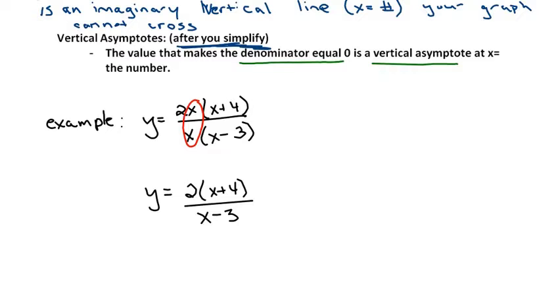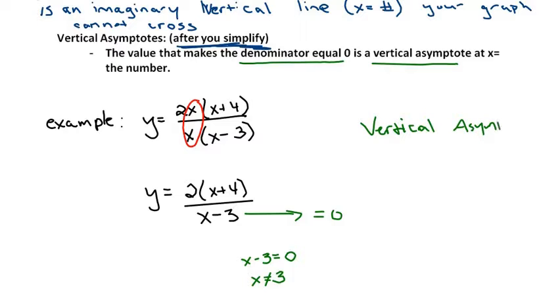A vertical asymptote is whatever makes this equal to 0. So if you're struggling with it, you can actually set it up and say, okay, x minus 3 is equal to 0 and solve. Add 3, x can't be 3. So your vertical asymptote is equal to x equals 3.